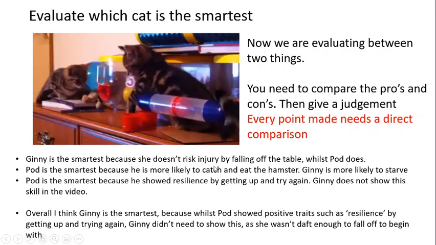Pros, cons, with direct comparisons, because I'm evaluating between 2 things, in this case 2 cats, and a judgment, and you're onto a winner. If you forget the judgment, like literally, if you wrote those 3 sentences beautifully just like I did, and if you didn't have the judgment, you're only going to get a maximum of, if you're lucky, 4 marks. If you're unlucky and the mark scheme's a bit harsh, 2 marks out of 6. If you only say positive things about Ginny, so nothing positive about Pod, again, you're limited to 4 marks, maybe limited to 2. You have to follow your rules.